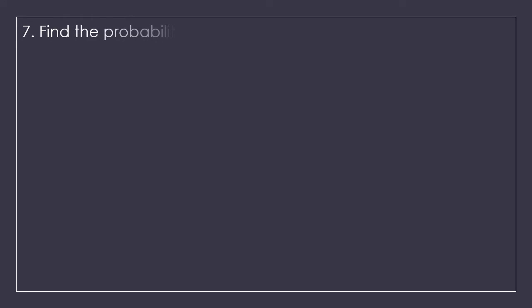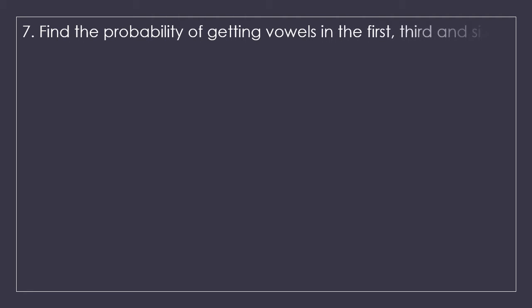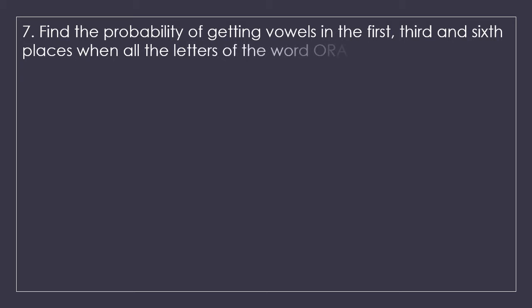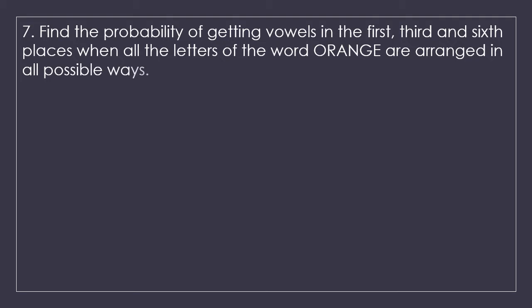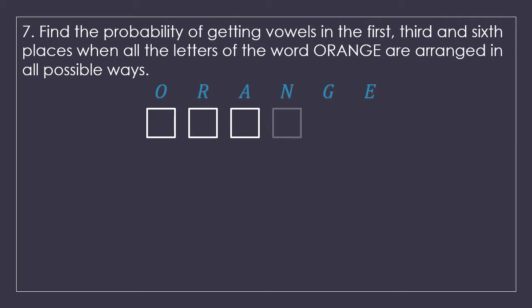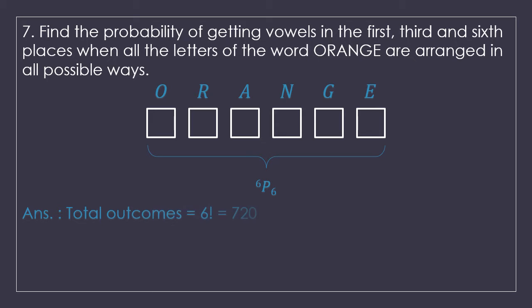Moving on to question number 7. Find the probability of getting vowels in the first, third and sixth places when all the letters of the word ORANGE are arranged in all possible ways. Okay, the characters here are ORANGE, as you can see here, and the respective places are there. Now there are 6 characters to be arranged in the 6 places, which will make it 6P6. So once again our total outcomes will be 6 factorial, 720.